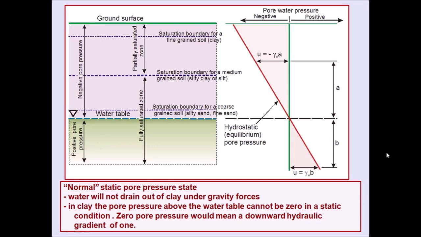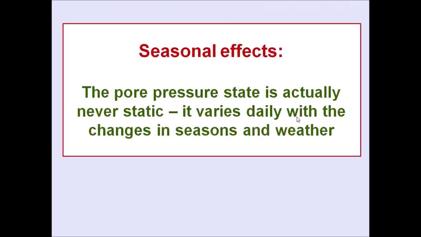If you had zero pressure between here and the surface, you would have a hydraulic gradient of 1 from here down to here, because your change in head would be the same as the change in length. So if you're going to have a zero pore pressure down here, you've got water seeping from the surface down to here and a hydraulic gradient of 1, because the head change is the same as the distance change.